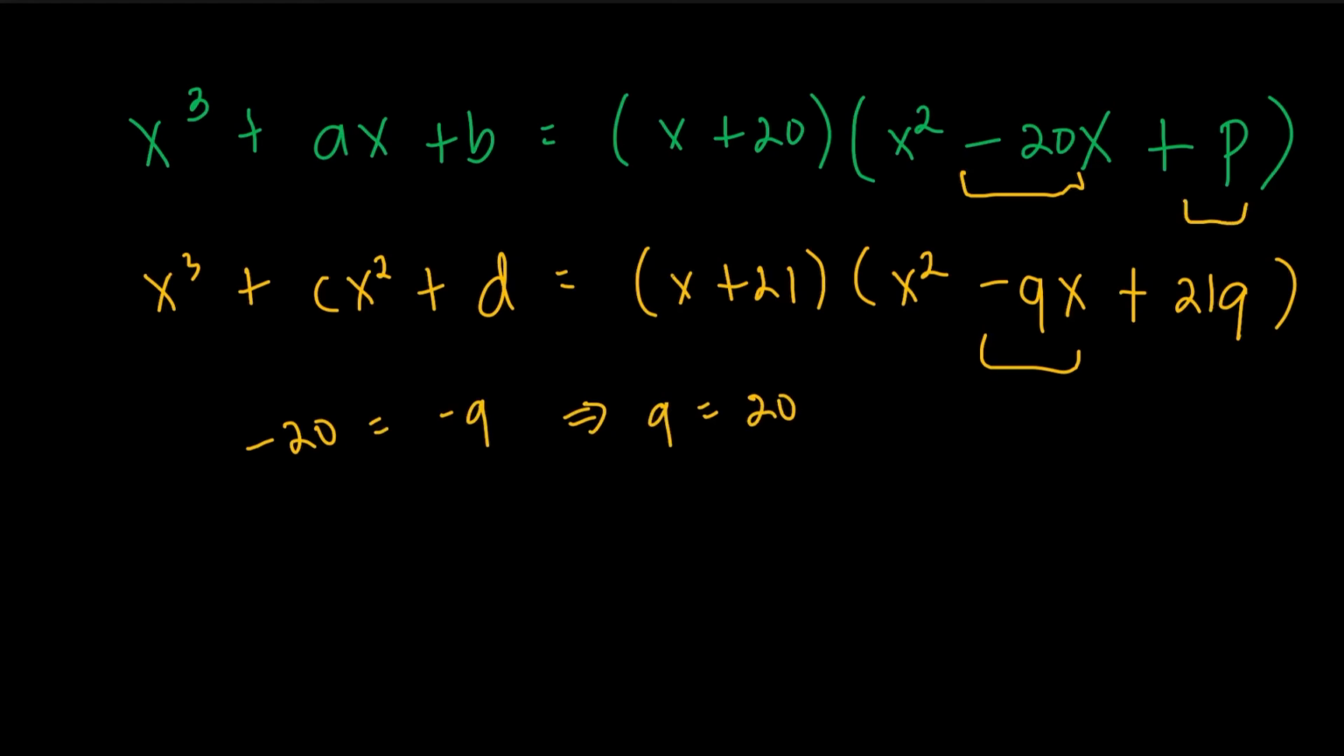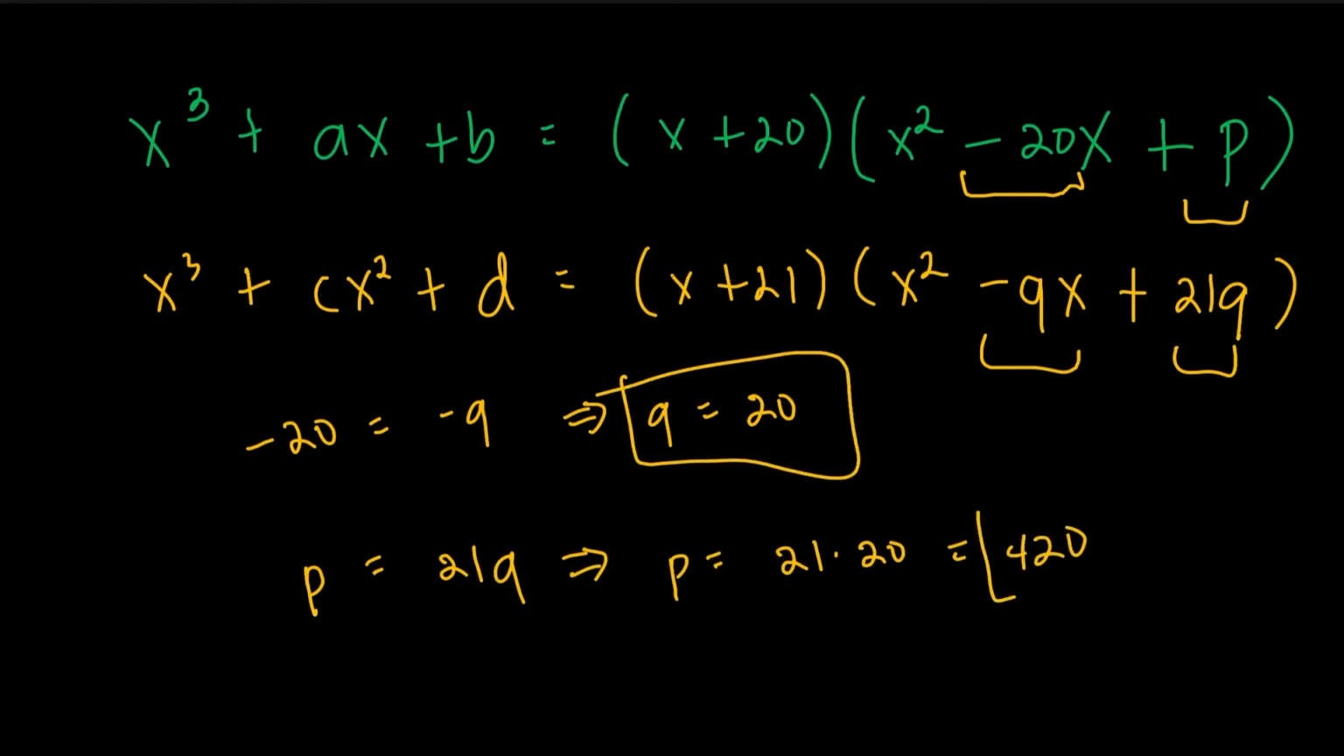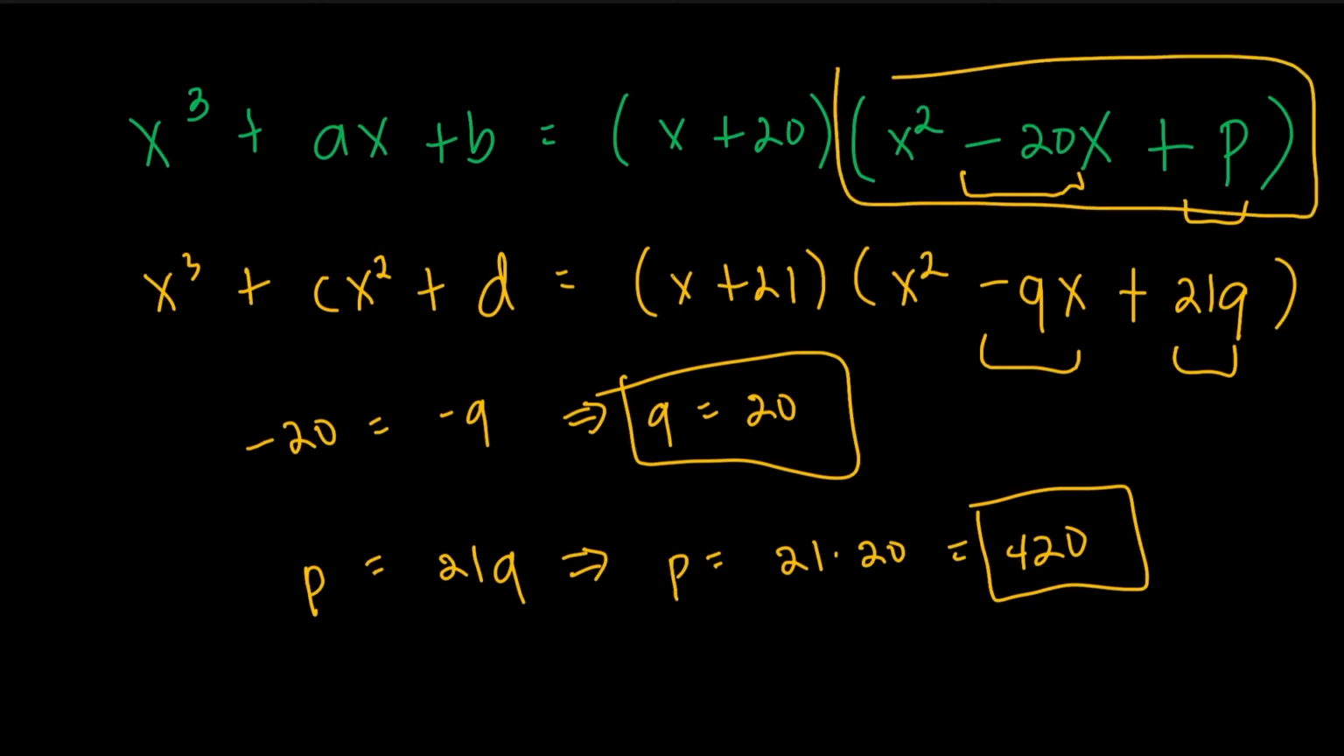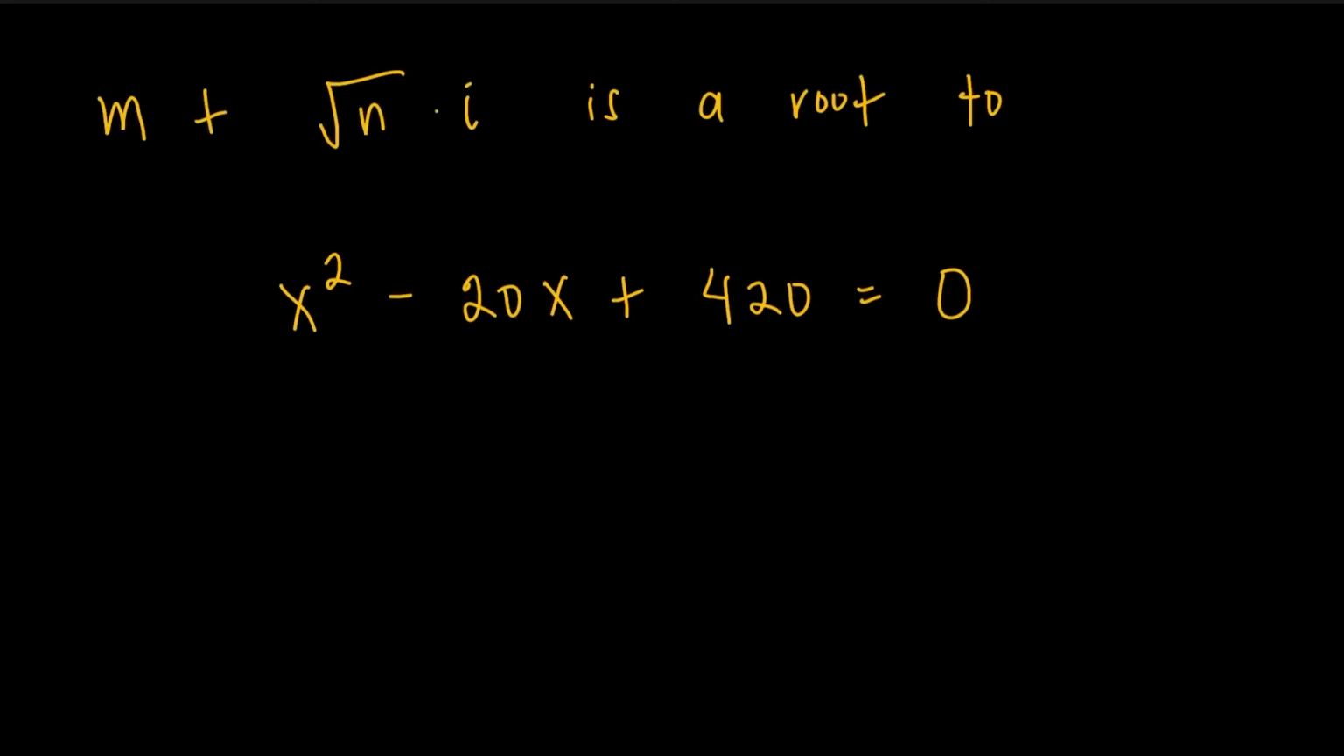And then p and 21q must be the same. p must be equal to 21q. Since q equals 20, p equals 21 times 20, and that's equal to 420. That gets us the values of p and q. So this factor, I'm just going to take the top one, is x squared minus 20x plus 420.